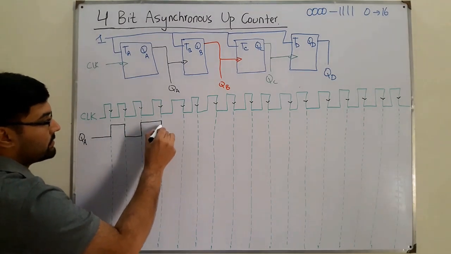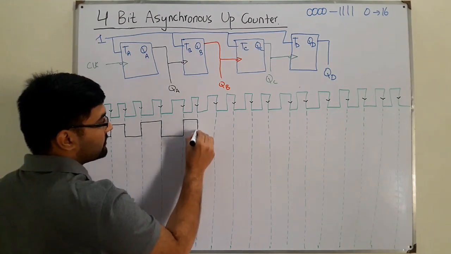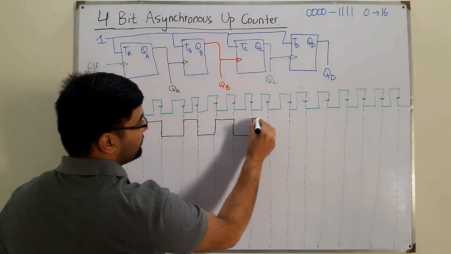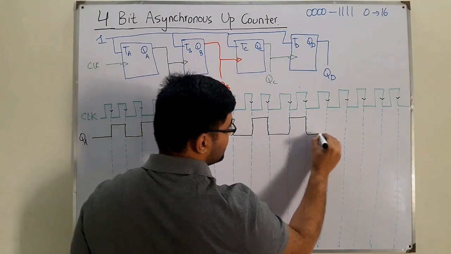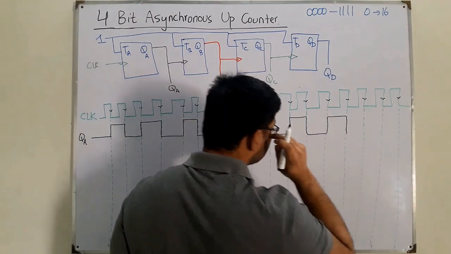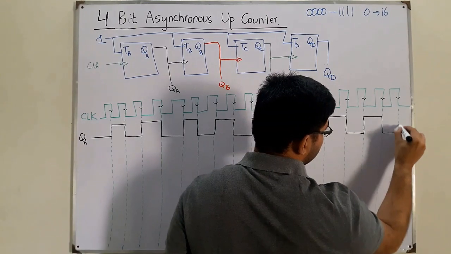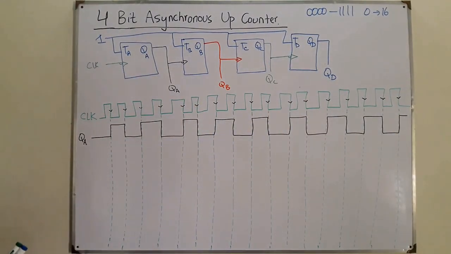And you know what happens next. It toggles, which means it goes from 0 to 1 and from 1 to 0 whenever a falling edge arrives. So you can complete this diagram by yourself, or I'm doing it for you guys. Fine, this is for QA now.